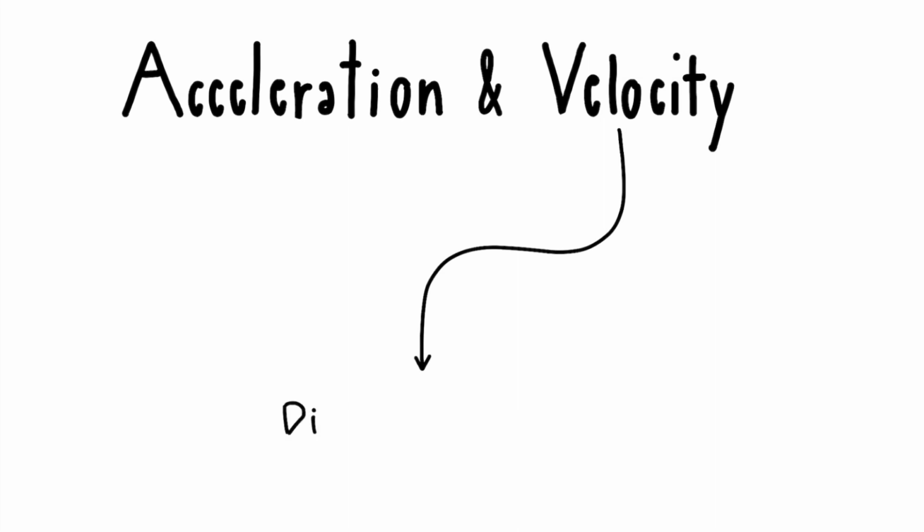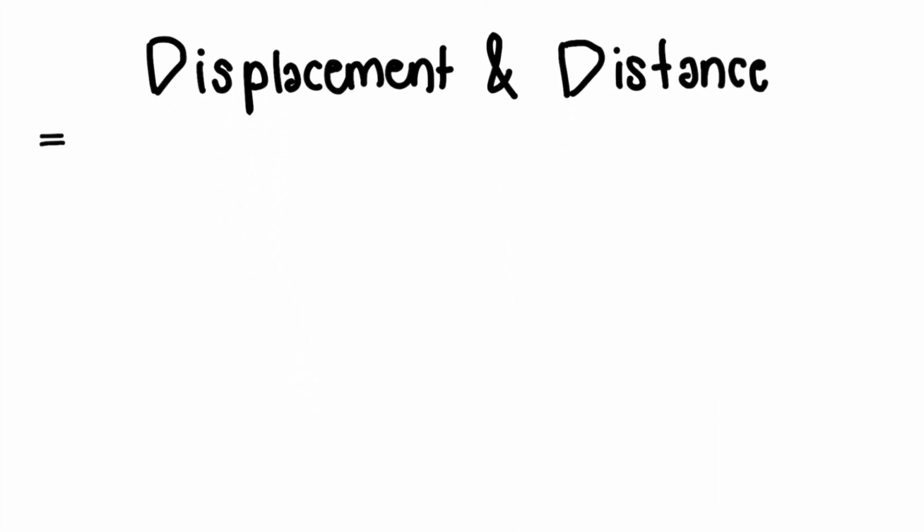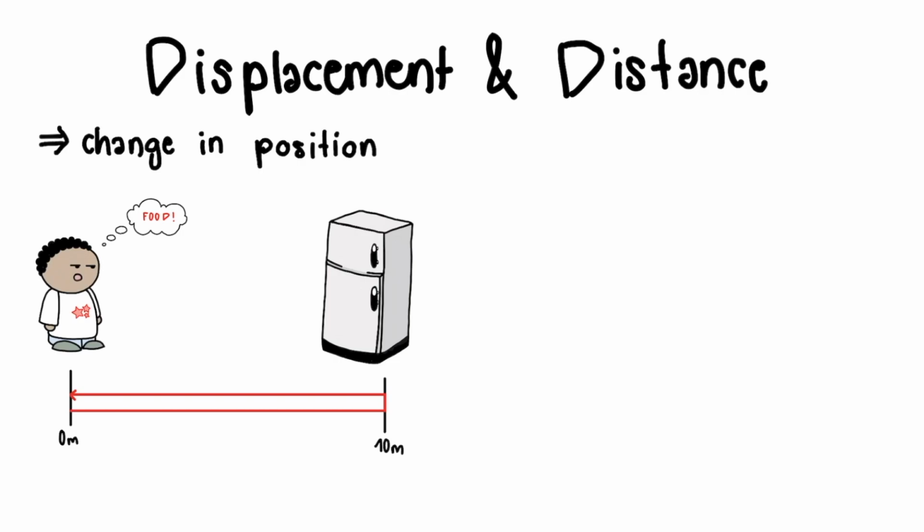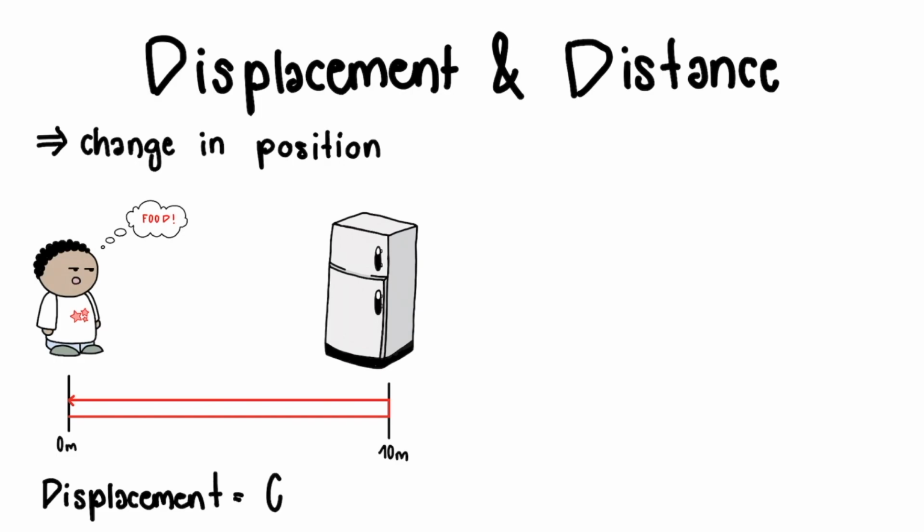To be able to calculate speeds and velocities, you must know what distance and displacement are. The displacement is defined as the change in position of the object. So, when Tom gets up from the sofa to get a snack out of the fridge and then goes back to his position on the sofa like before, his displacement is 0 meters because the starting point and the end point are the same.